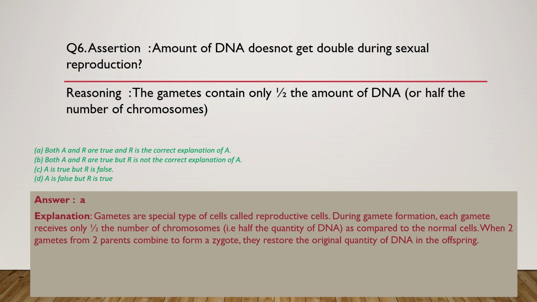Now, two gametes from two parents fuse together and form a zygote, and thus half the chromosomes come from one parent and the other half comes from the other parent, and then the total number is again restored.